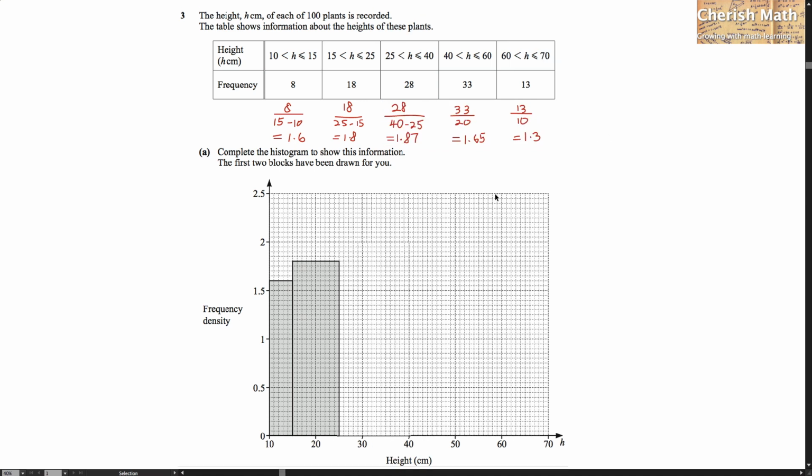We're going to draw the third histogram block. The block here is ranging from 25 centimeters of height up to 40. And this is our range for the x-axis, while the height is 1.87. And it is here now. The process keeps going for the fourth and the fifth block. And this is the answer.